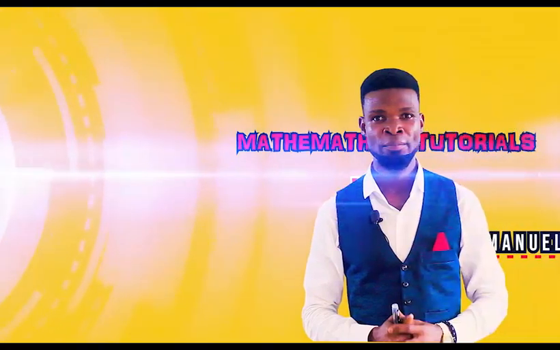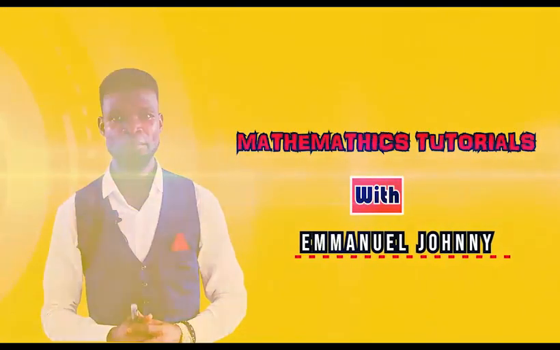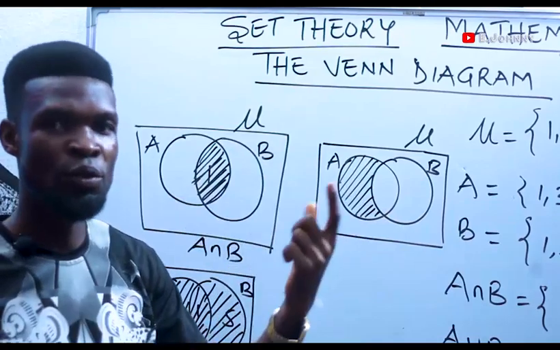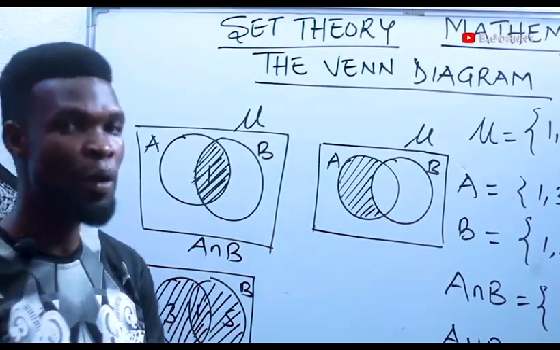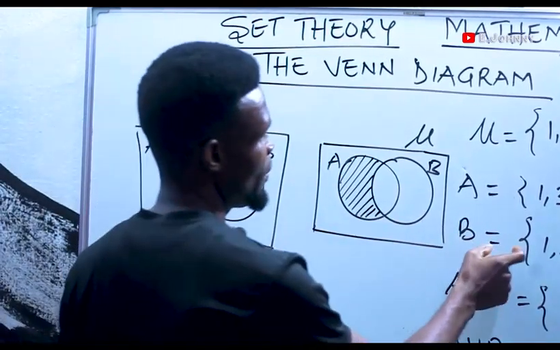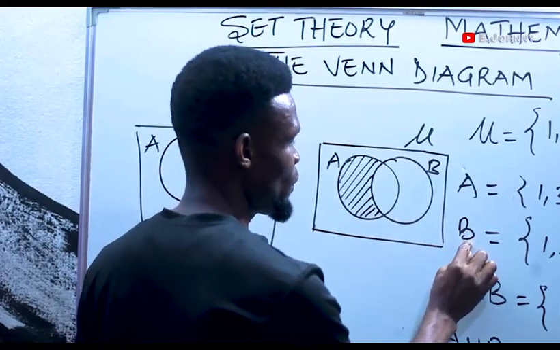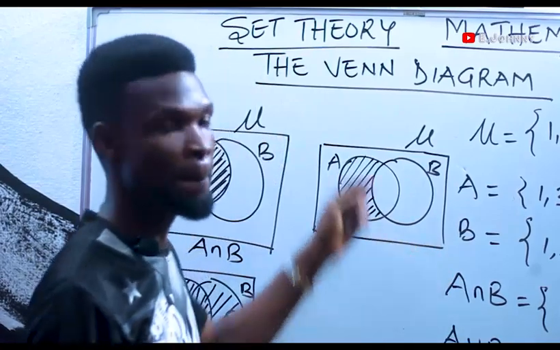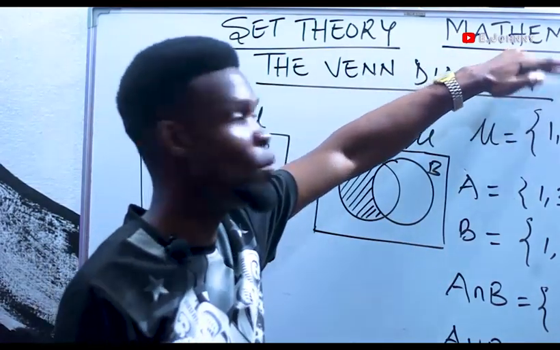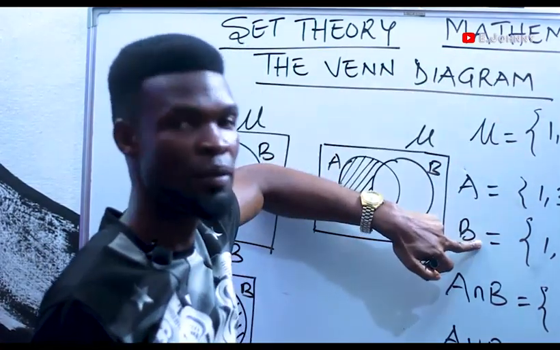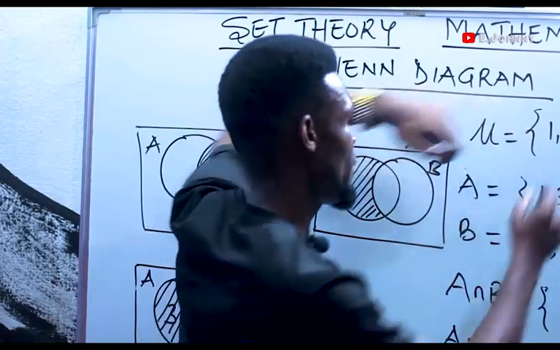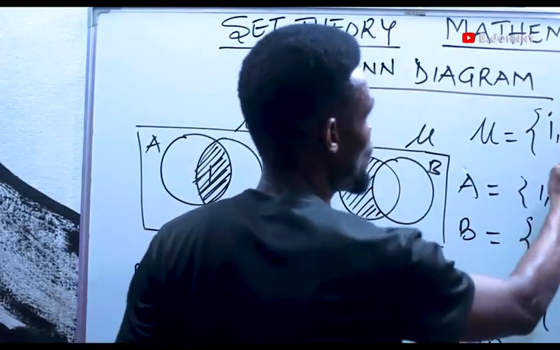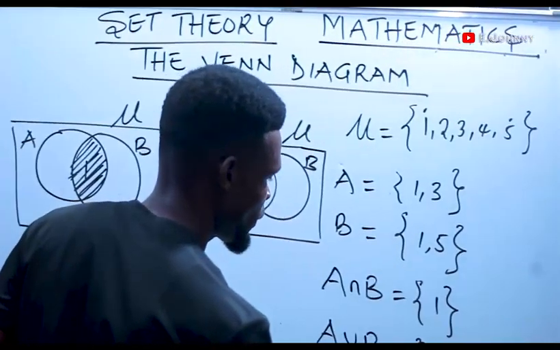Mathematics tutorial with Emma. So that still takes us back to the concept of complement set. So let's say this is set B. Let's find the complement of this set B. B complement will be, remember that you go to the universal set and remove all the elements of set B. So 1 and 5, I'll remove 1 and 5. I'm left with 2, 3, and 4.